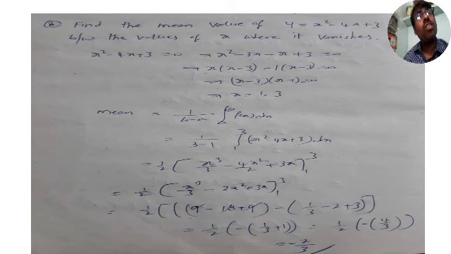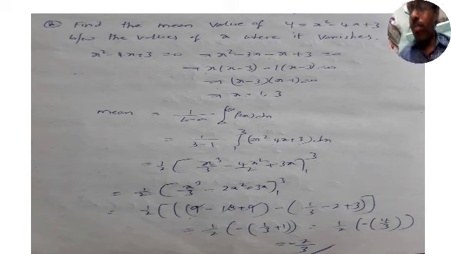Are you getting it? So a slight change in the problem is that the limits are not given directly. What is said? The limits are those x values where the expression vanishes. Vanishes means becoming 0. So equate x square minus 4x plus 3 to 0. Then you get the limits x is equal to 1 and 3. Then substitute the function x square minus 4x plus 3 and limits 1 and 3 in the mean value formula, integrate, then apply upper limit minus lower limit. You get the answer, that is minus 2 by 3.